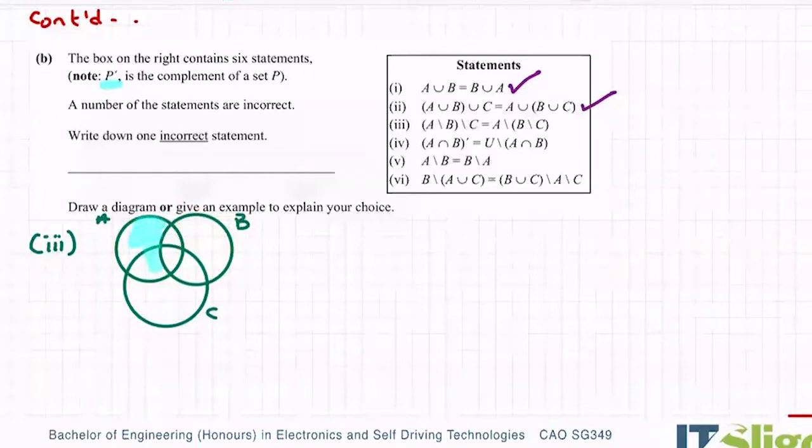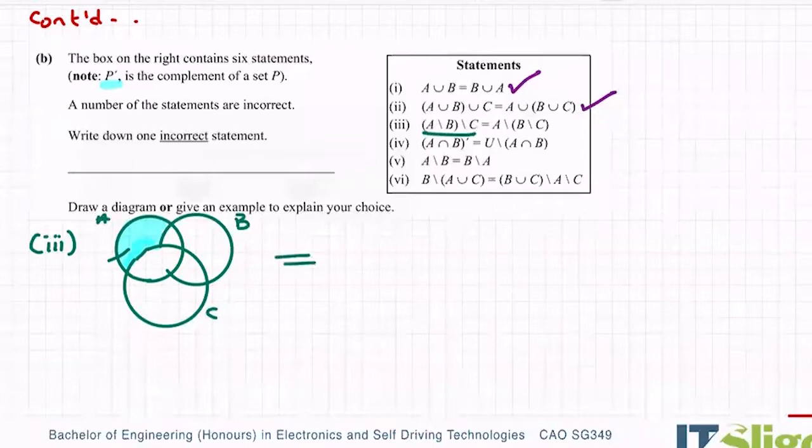So that's A less B. Okay, so that is A less B. And you can see C doesn't even come into it at this stage. It's just A less B. Now they're saying less C. So now take C out of it, and you'll find this part of it disappears. Okay, so let me color that in. That to me is A less B less C.